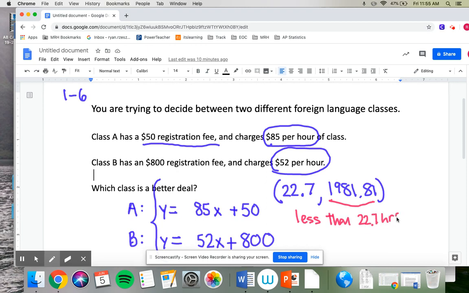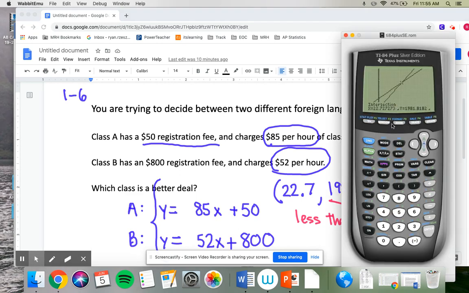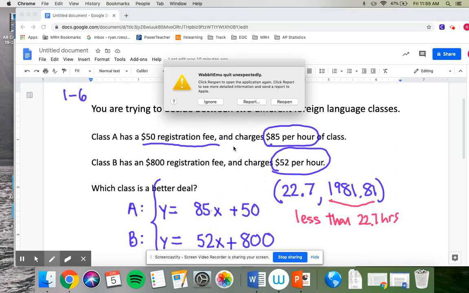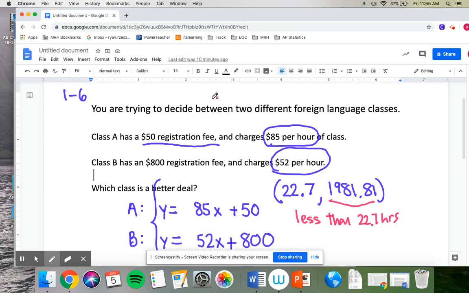Let me double check to make sure it's actually 22.7. Don't want to be saying the wrong number if I'm mistaken here. Yeah, 22.7. So if it's less than 22.7 hours, you're going to want to go with class A. It starts out cheaper, but it's eventually more expensive.